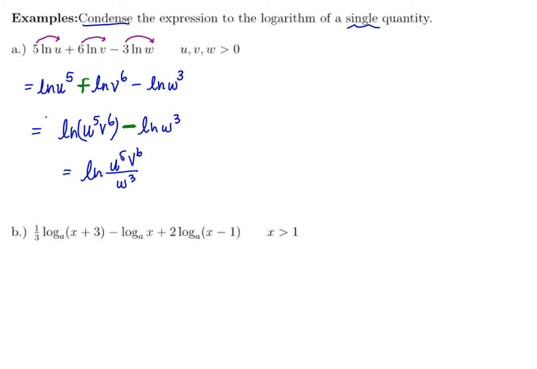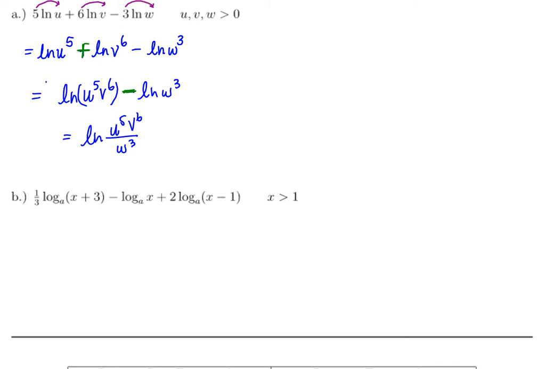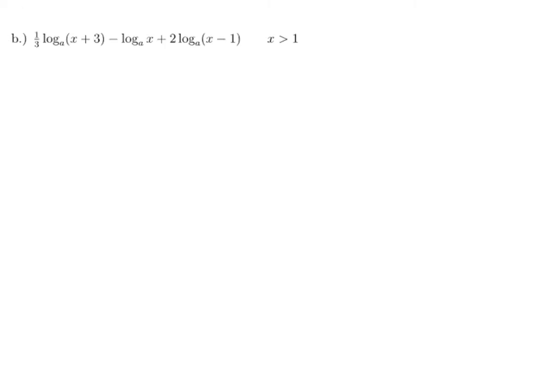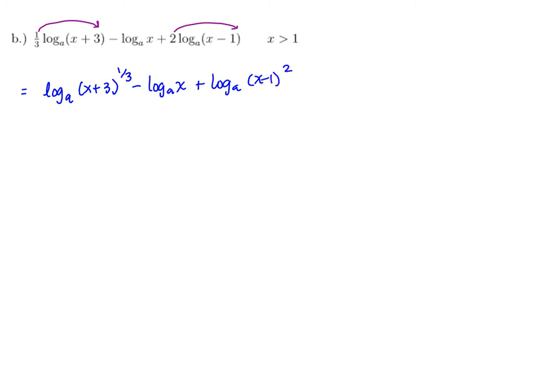Example B gets even bigger. Let's see what we have here. To do this one, we're just going to take it one step at a time. It might seem a little overwhelming at first, but I'm sure we can handle it. So first, before we can combine anything by plus and minus, we have to get these constants out of the way, pack them up. So we have a 1/3 constant and a 2 constant, meaning this expression now becomes log base a of x plus 3 to the 1/3 minus log base a of x plus log base a of x minus 1 squared. So now the constants are out of the way. We can shove the logarithms together.